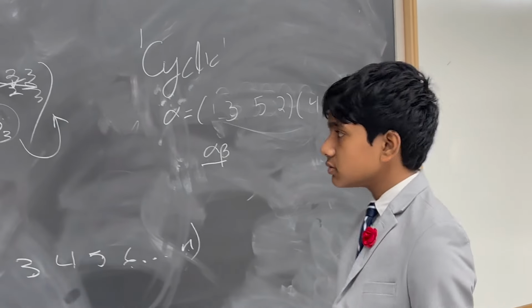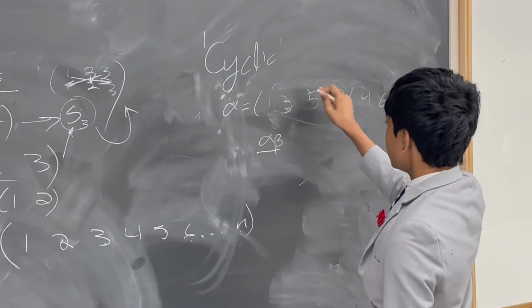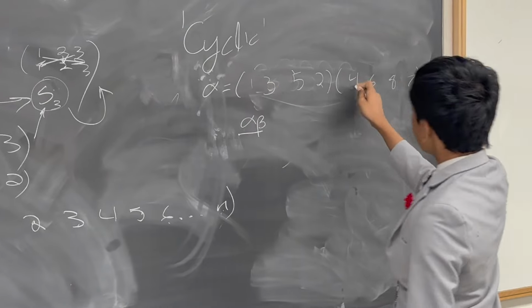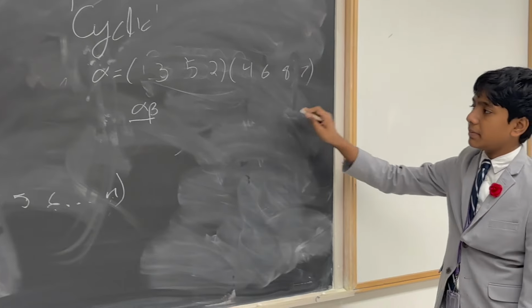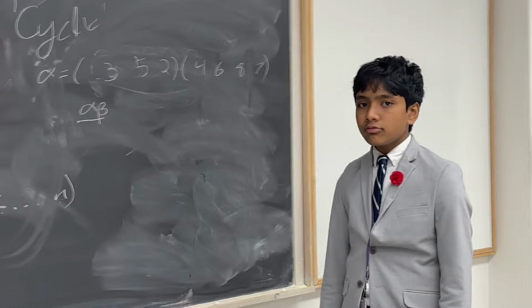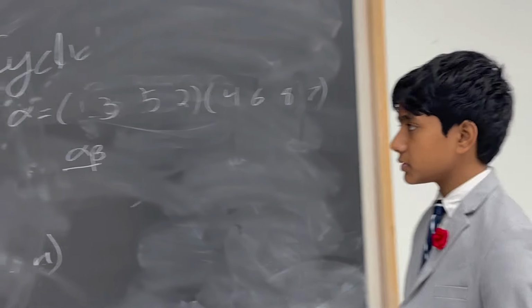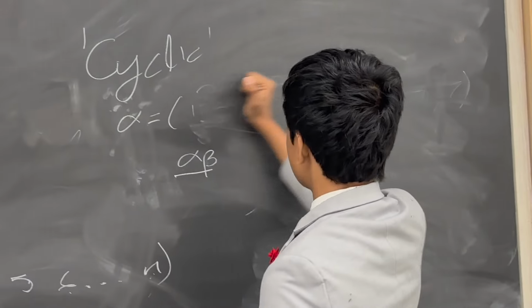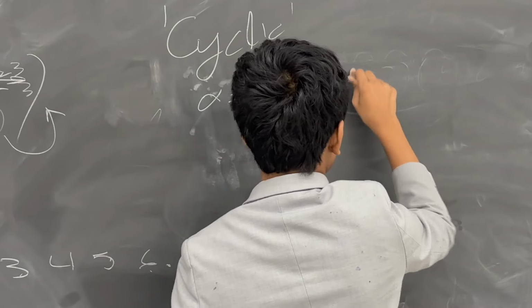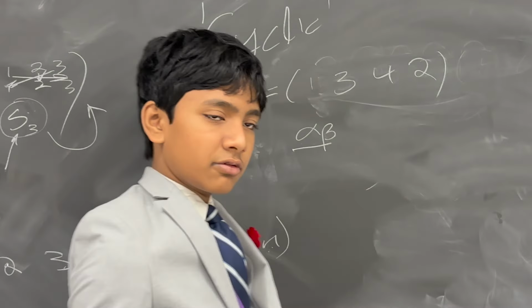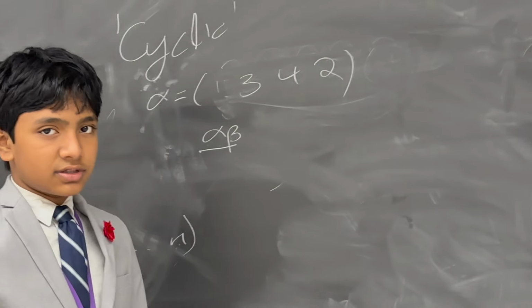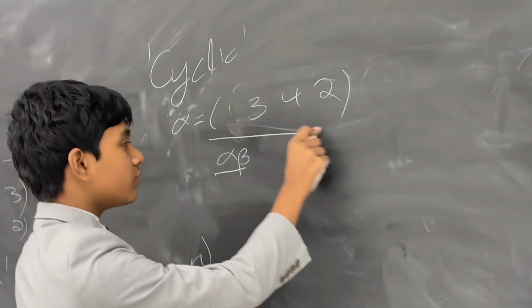Okay, so we go from 1 to 3, 3 to 5, 5 to 2, and back to 1, 4 to 6, 6 to 8, 8 to 7, and back to 4. So now, we know all the elements of our group are generated by, let's just keep it simple, 1, 3, 4, 2. Okay, we're going with that. Cut out all the previous ones, okay?